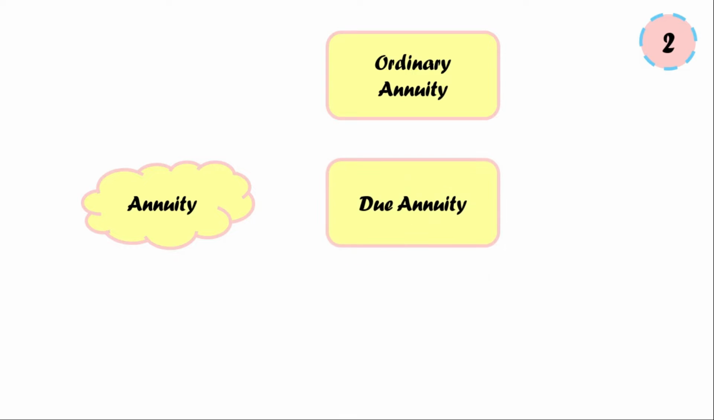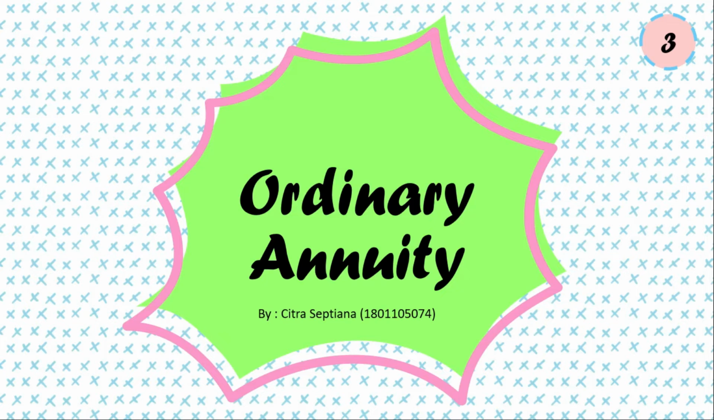Annuity is divided into three. The first is ordinary annuity, the second is due annuity, and the third is deferred annuity. Okay, I will start to explain about ordinary annuity.